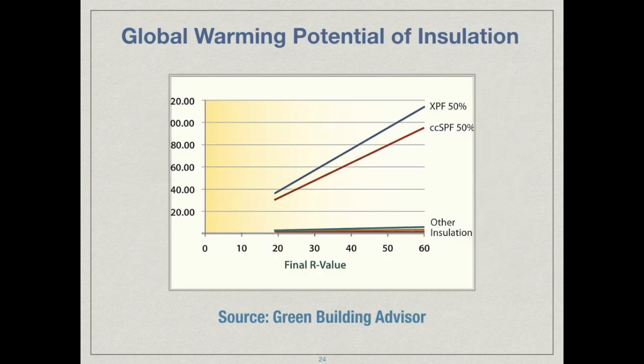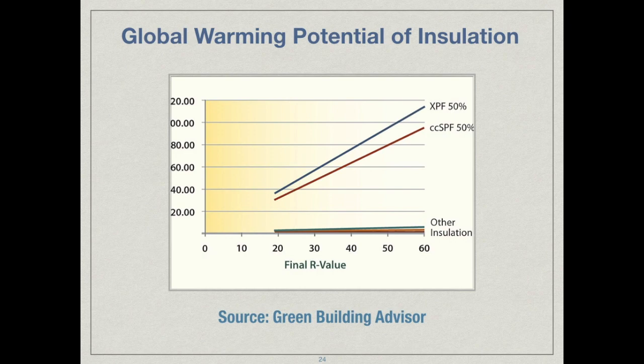And this is because the propellants, the blowing agents that they use, are chlorinated fluorocarbons, and they are greenhouse gases in themselves. And so as those gases escape, they go up in the atmosphere and they create some problems that way. So closed cell spray foam tends to have this problem.